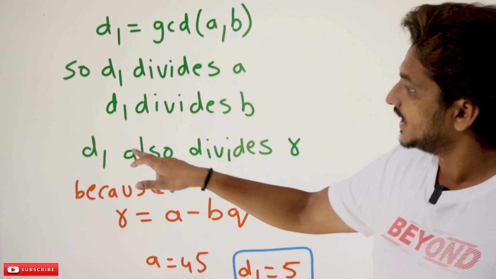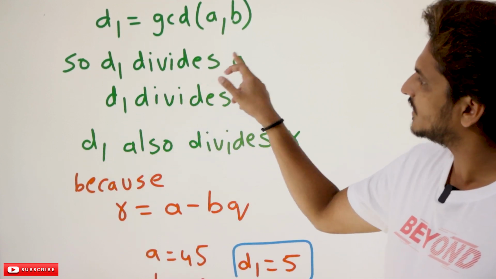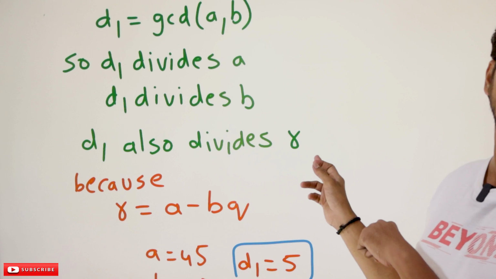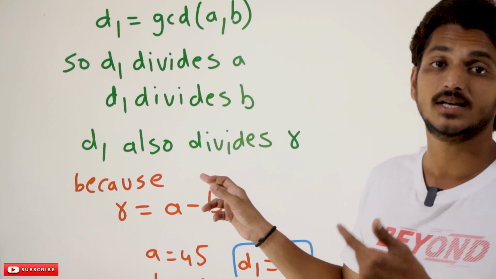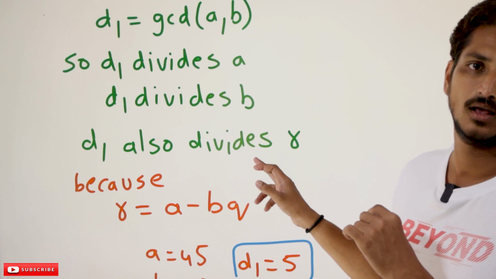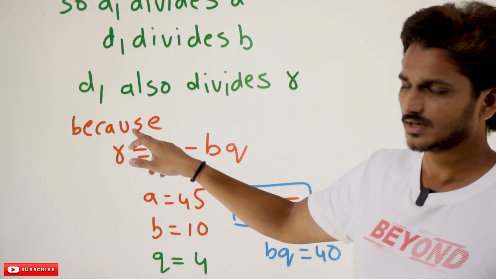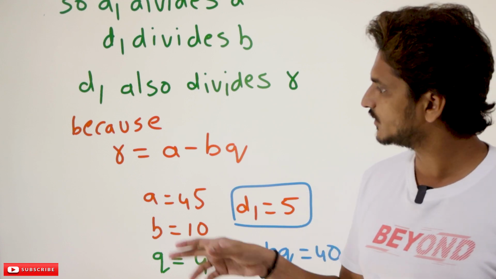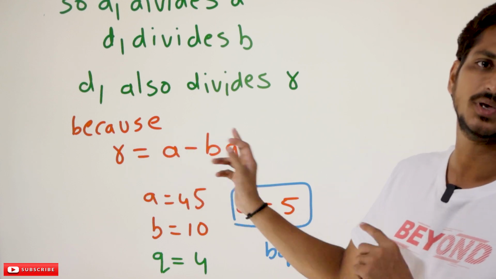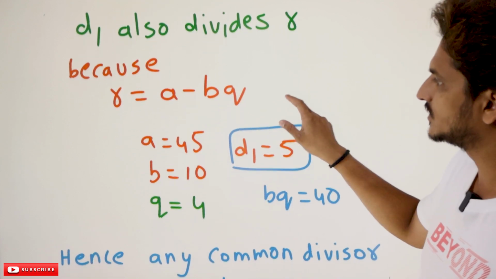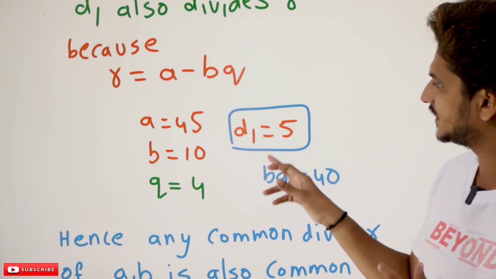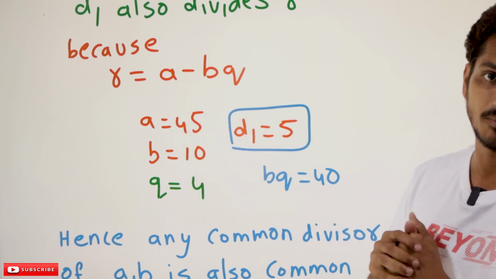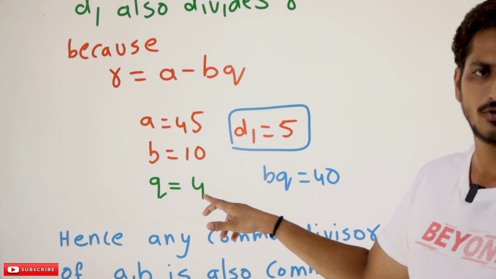Now from this, if D1 divides A and D1 divides B, then definitely we can say that D1 also divides R. Why can we say that D1 also divides R? Because the given equation is A is equal to BQ plus R. From that equation we can write that R is equal to A minus BQ. So from this, see here, A minus BQ. We are assuming that D1 is equal to 5, A is equal to 45, B is equal to 10. For better understanding, we are taking numbers. Q is equal to 4.